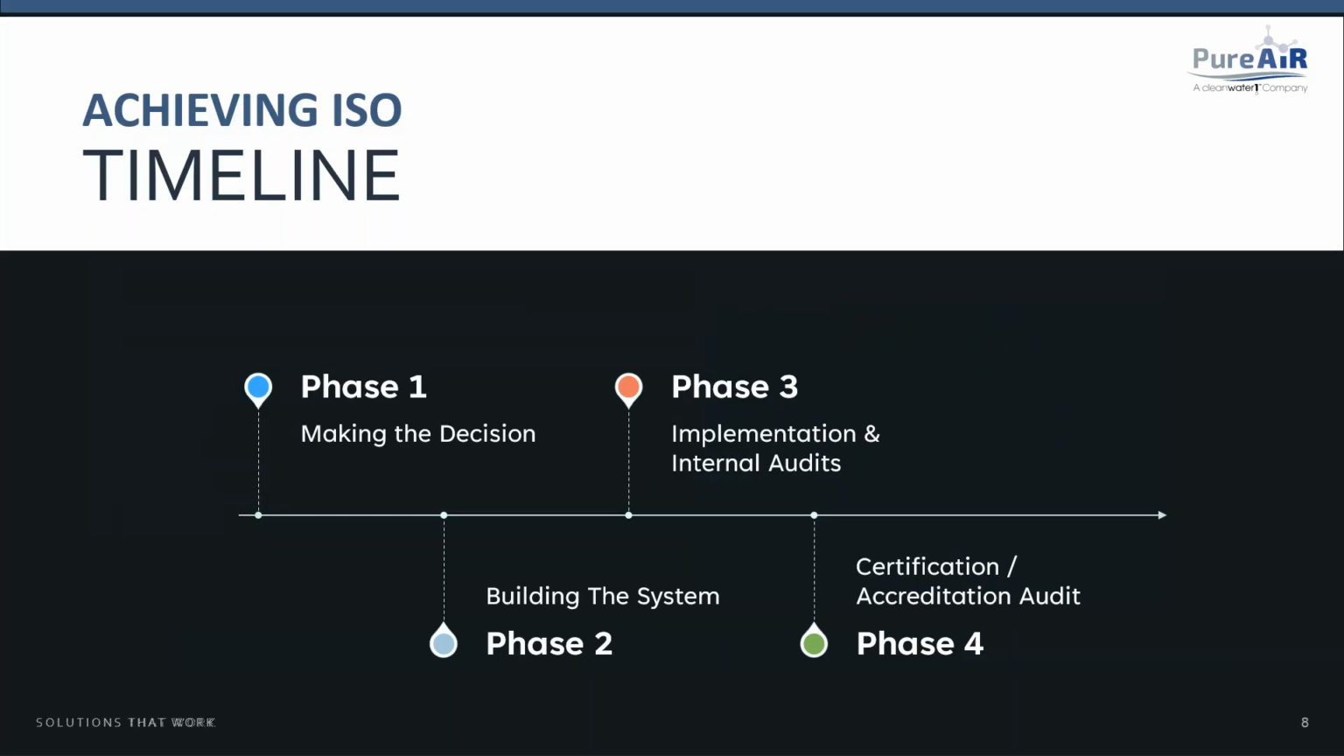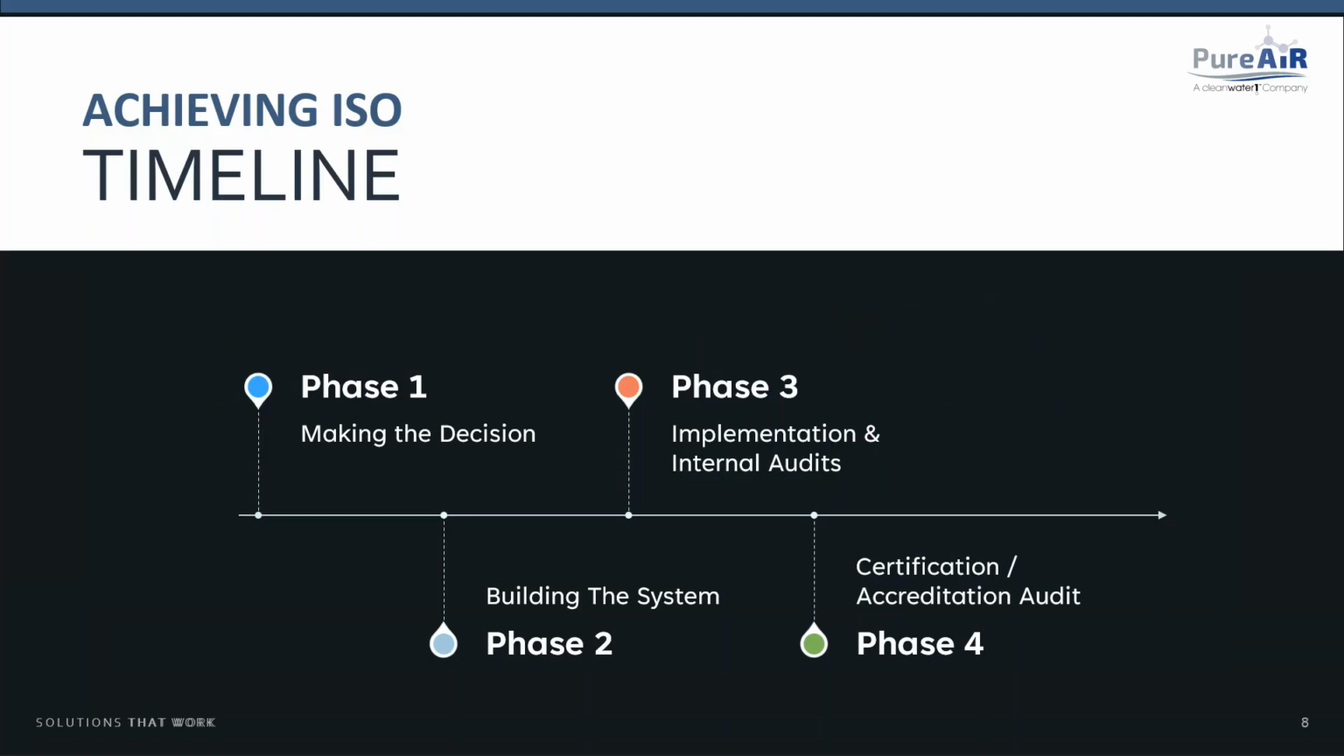Moving on to achieving ISO: the timeline. This is a big part of becoming ISO certified. It can roughly be broken down into four parts. The first one, I would say the biggest step, is making the decision of becoming ISO certified: whether it's the right move for your company, if you believe it would help, if it's worth it for you. The second one is building the system. In phase 2, it's a lot of legwork and documentation, making sure all your T's are crossed and your I's are dotted with documents.